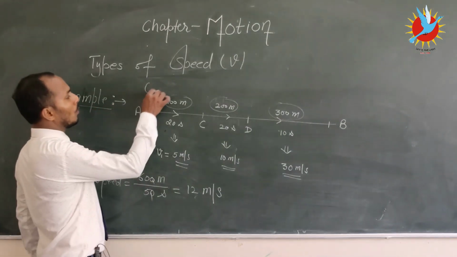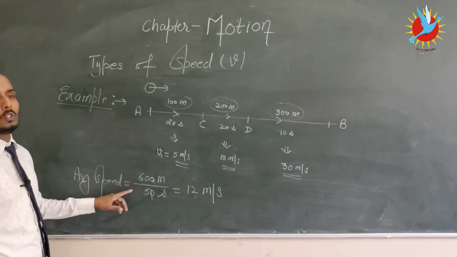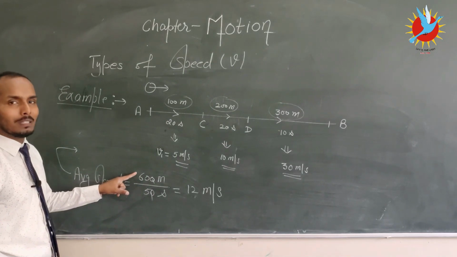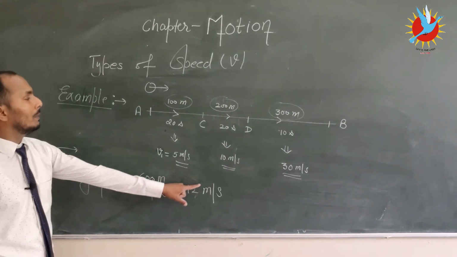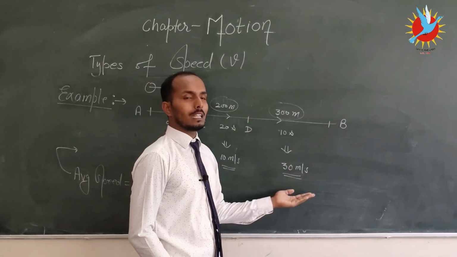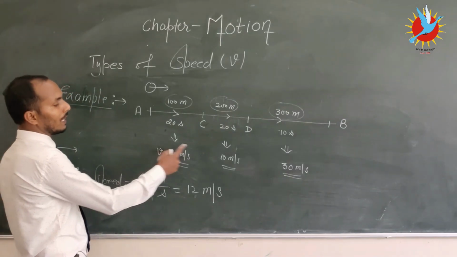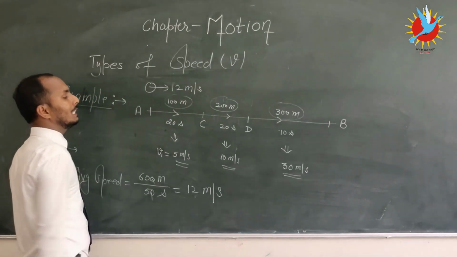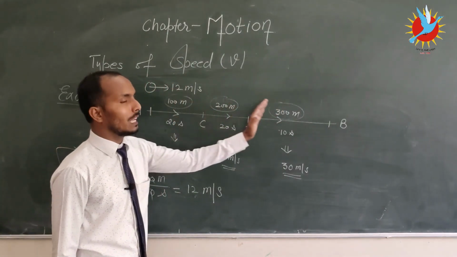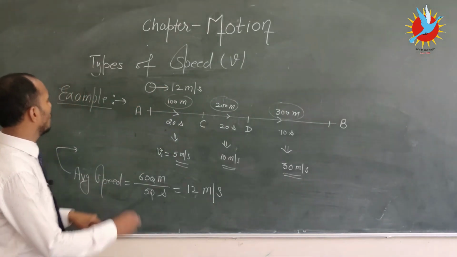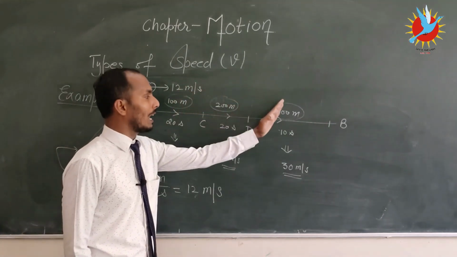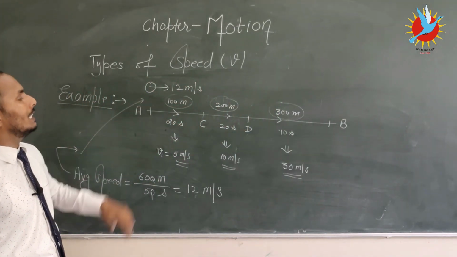If a body is moving, what is its significance? It tells us a kind of uniform speed to cover the same distance in the same time interval, that is 12 meters per second. It means the body covers at 5 meters per second, then 10 meters per second, then 30 meters per second. In comparison, if the body moves at 12 meters per second, it covers 600 meters in 50 seconds, the same distance in the same time. So it gives the uniform speed with which the body moves to travel the same distance in the same time interval. This is its significance.